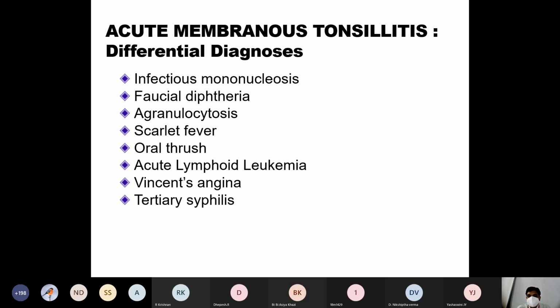Can you tell me which virus causes infectious mononucleosis? Please type your answers on the chat box.